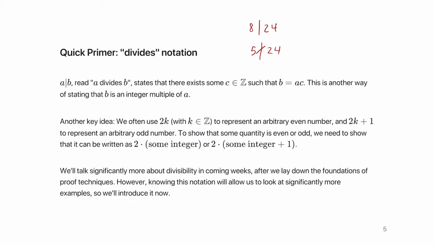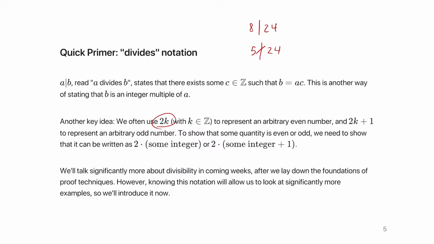And there's another idea that we need to talk about. It's how we represent even and odd numbers. We all know an even integer is some integer that can be written as 2 times some other integer. It's just a number that has a factor of 2. So we'll often use 2k to represent an even number. And if we want to show that some quantity is even, we have to show that we can write it as 2 times some integer.